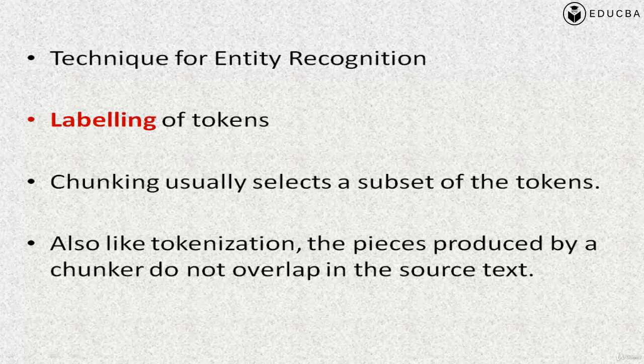And basically, what is its meaning? We are just labeling our tokens. So after tokenization, we are using this process and we are labeling our tokens with the part of speech. So chunking will usually select a subset of the tokens. It will select a simple subset of the tokens and it will label those tokens. Also, like tokenization, the pieces produced by a chunker will not overlap in the source text. So it will not overlap our text.